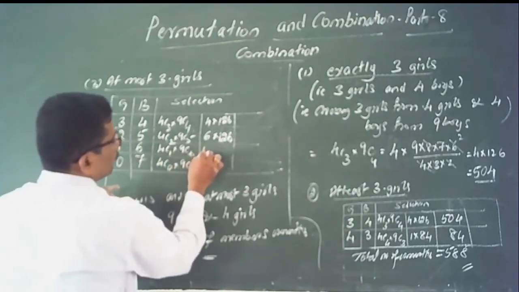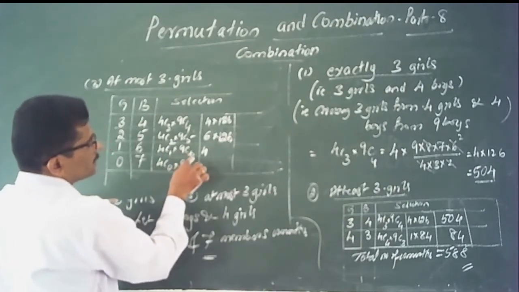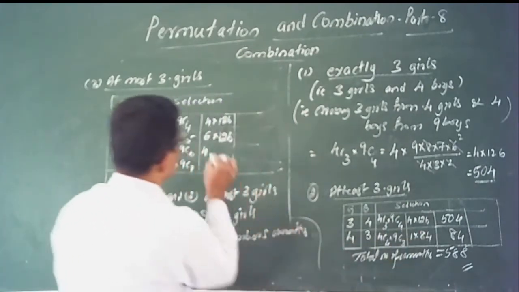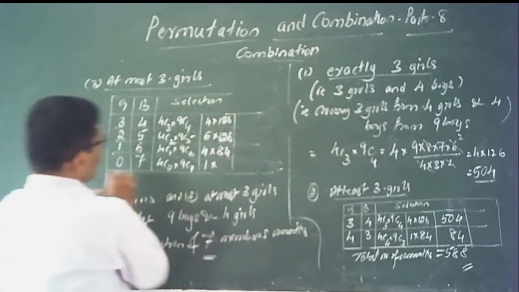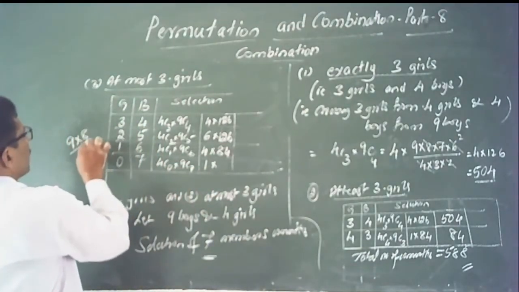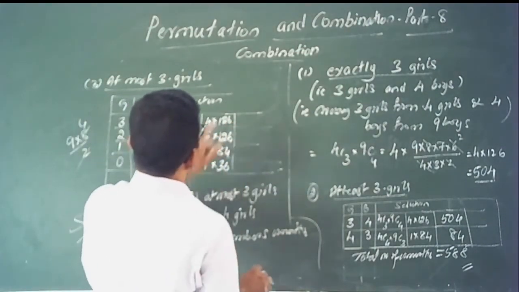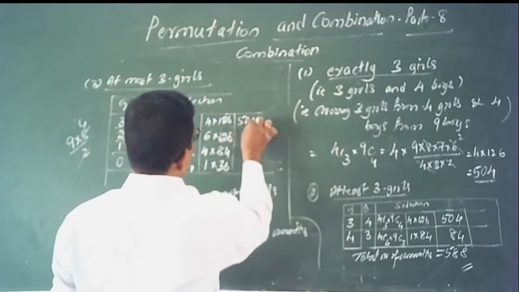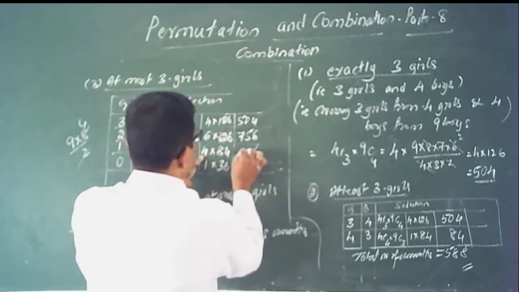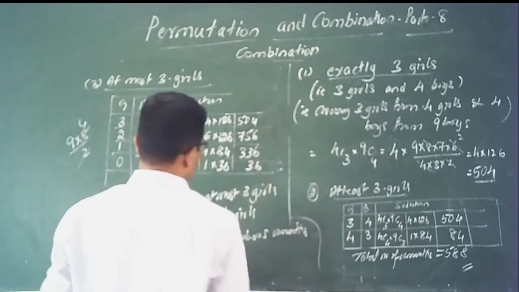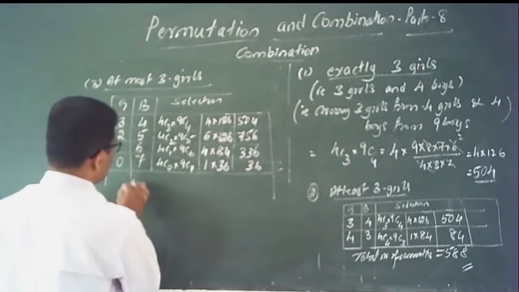And 4C1 is 4, and 9C6 means 9C3. What is the value of 9C3? You know that its value is 84. And 4C0 means 1, 9C7 means 9C2. What is the value of 9C2? 9 into 8 divided by 2 is 36. So 126 into 4 is 504, 6 into 126 is 756, 84 into 4 is 336, and 36.